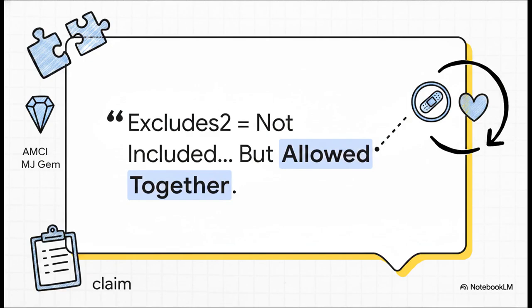and we definitely don't want to do that. Now, what's really interesting about this is how we can take all of that dense, complex theory and distill it down into a highly memorable AMCI MJ gem. We absolutely love using these to anchor concepts in your memory. I want you to read this out loud with me. Excludes2 equals not included, but allowed together. Whenever you see that number 2 sitting next to the word excludes, I want this exact phrase to instantly echo in your mind. The conditions are separate, they aren't bundled up together, but they are absolutely allowed to share space.